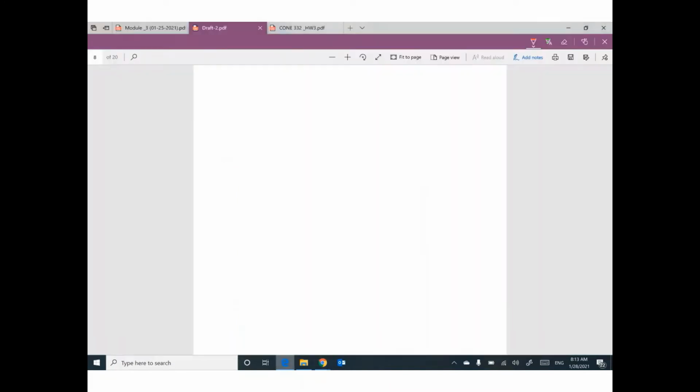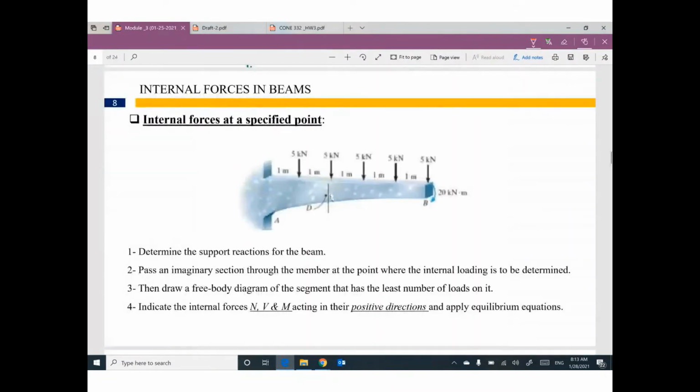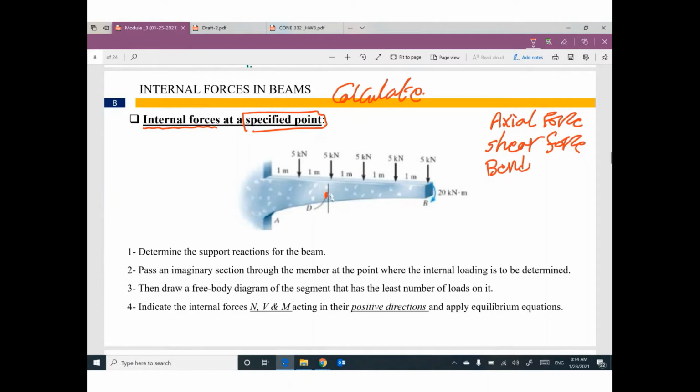Okay? Right now, we have a structure like this beam. We have a beam and we need to calculate the internal forces at a specific point. Like this point, for example, point D. What is the axial force at this specific point? What is the shear force value? What is the bending moment value at this specific point?